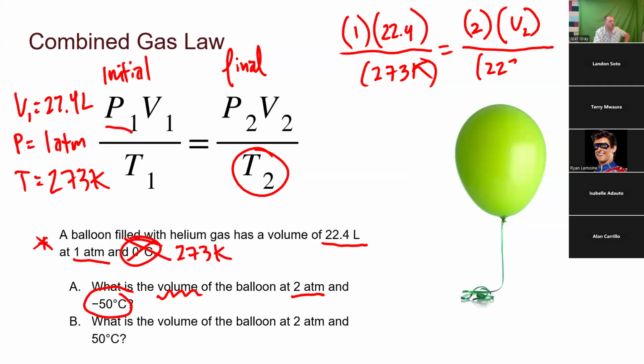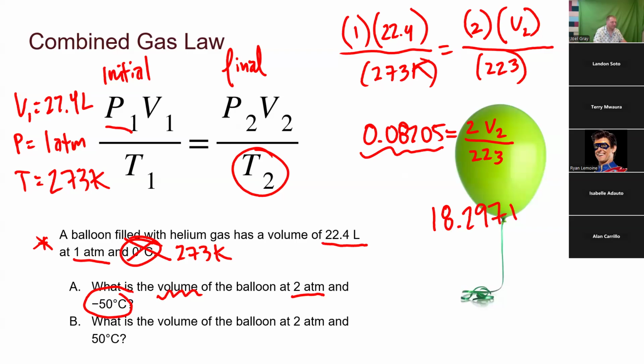DDA, thank you so much. 223. Now, where we go with that is we say, all right, well, on the left-hand side, what's 22.4 times 1? Well, that's 22.4. Then 22.4 divided by 273 equals 0.08205. I'm going to set that equal to 2 times V2 over 223. So now I'll take 223 and multiply it by that 0.08205. I plugged this number into my calculator. So now I'm going to say 0.08205 times 223. And I get 18.297. Oh, oopsies, sorry. Got ahead of myself. 18.297 is equal to 2 V2.